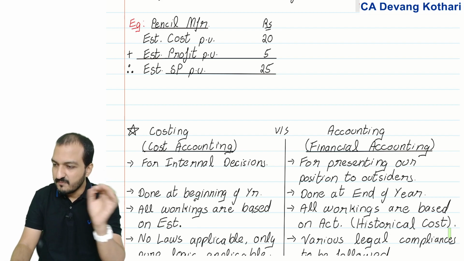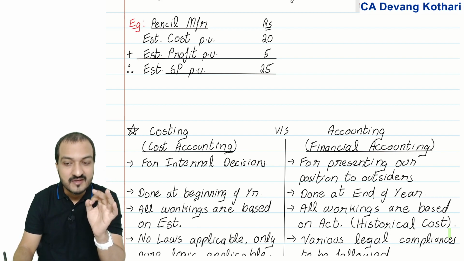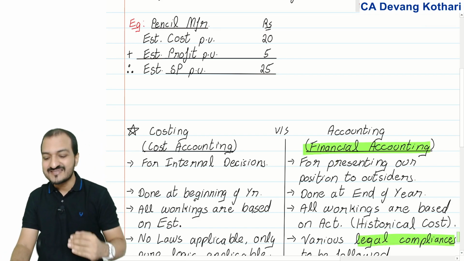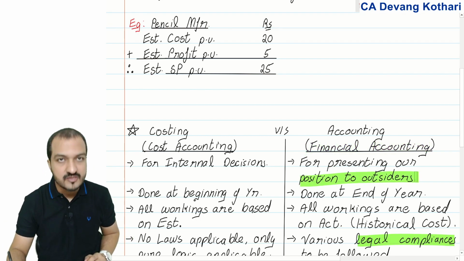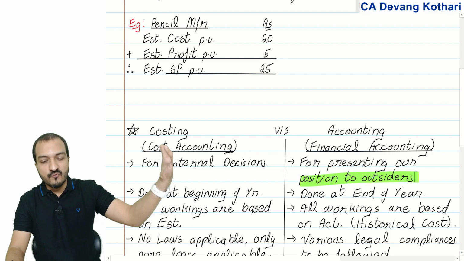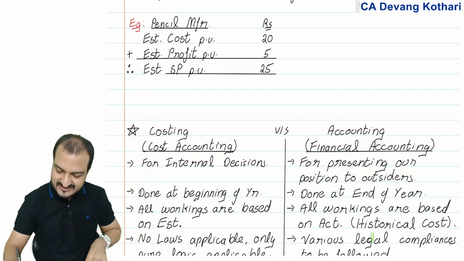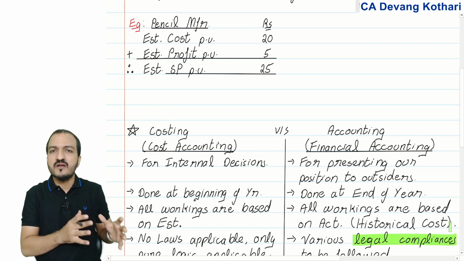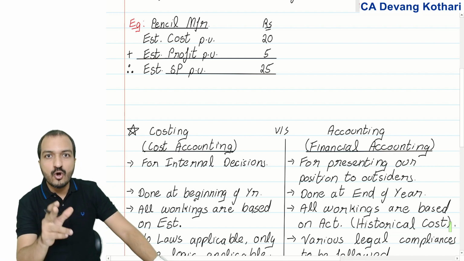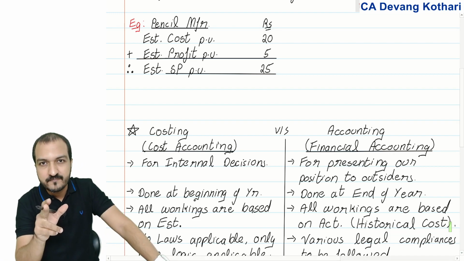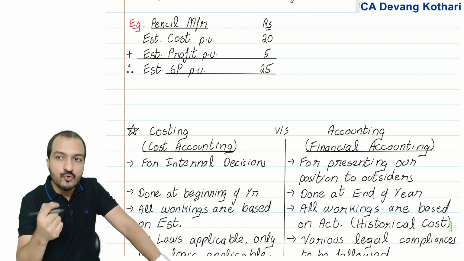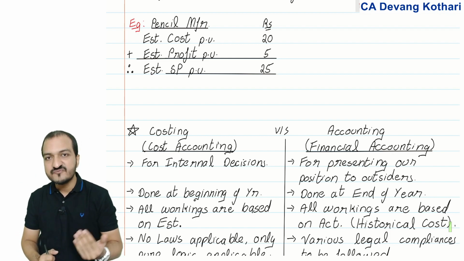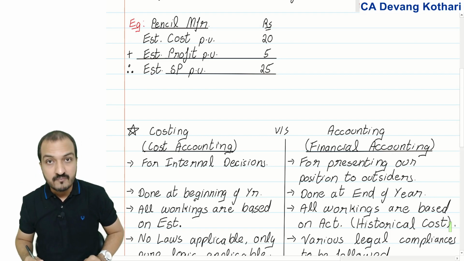let me tell you the main reason why financial accounting will have legal compliances to be followed. Yes, it is for presenting it to outsiders. So government will enforce you to follow certain legal compliances so that you do not fool the outsiders, so that your company does not fool the investors, does not show a wrong picture to the investors. See, companies will always try to do that.